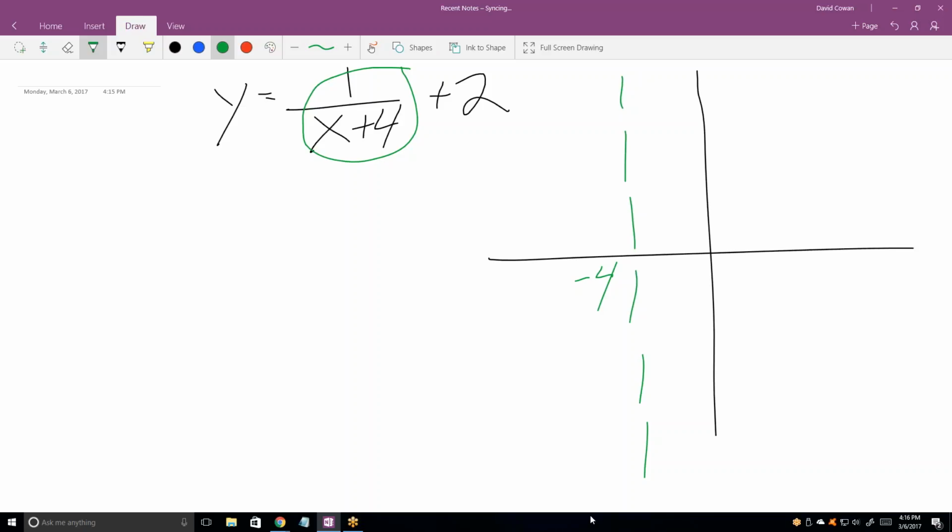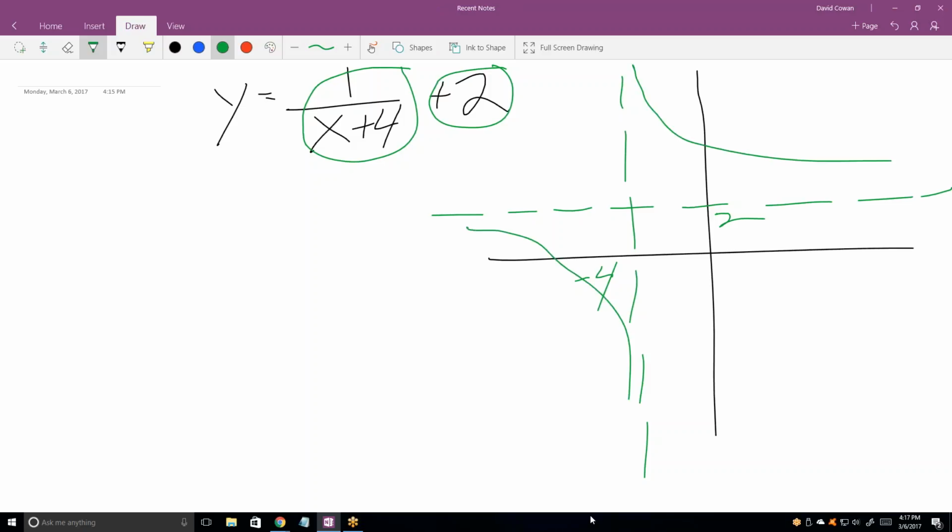Y equals 0. Okay, now what's the consequence of that plus 2? It moves it up 2. So y equals 2. And that does affect the horizontal asymptote. In other words, the horizontal asymptote is now at y equals 2. So now that I have my grid on there, it's pretty easy to graph.